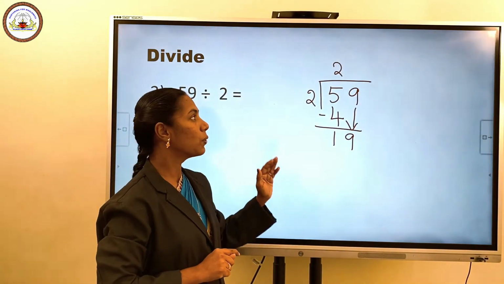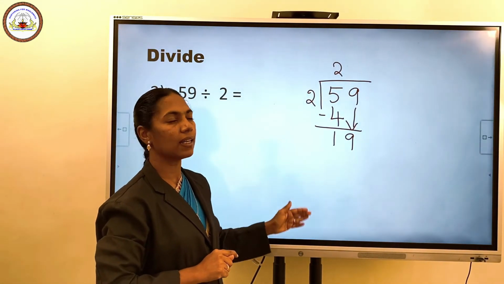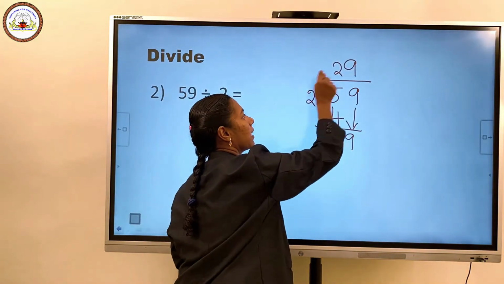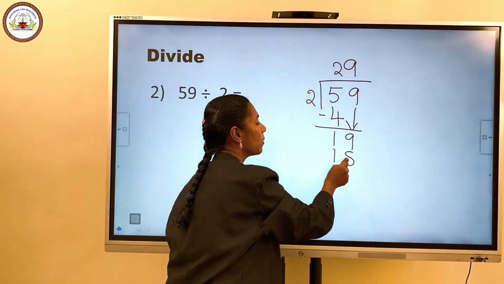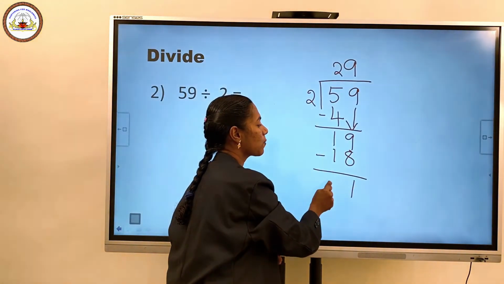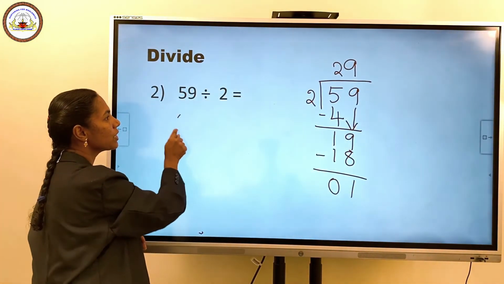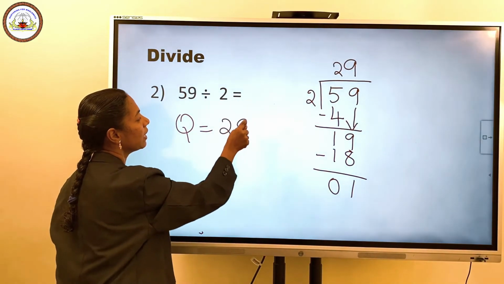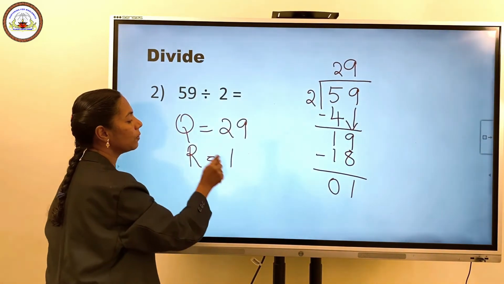In 19, how many tens are there? 2? Yes, 2 9s are 18. Write 9 here and answer below this 19. Then subtract 9 minus 8, 1. 1 minus 1, 0. Here, quotient is equal to 29. Remainder is equal to 1.